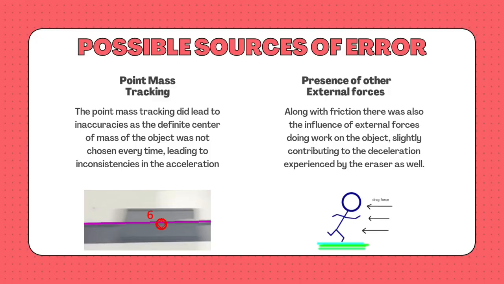So some of the possible sources of error were the point mass tracking. The point mass tracking did lead to inaccuracies as the definite center of mass of the object was not chosen every single time, which led to inconsistencies in the acceleration calculated. And then there were also other external forces present at the site of the experiment. Along with friction, there were also forces like drag, which had influence on the object and slightly contributed to the deceleration experienced by the eraser as well.